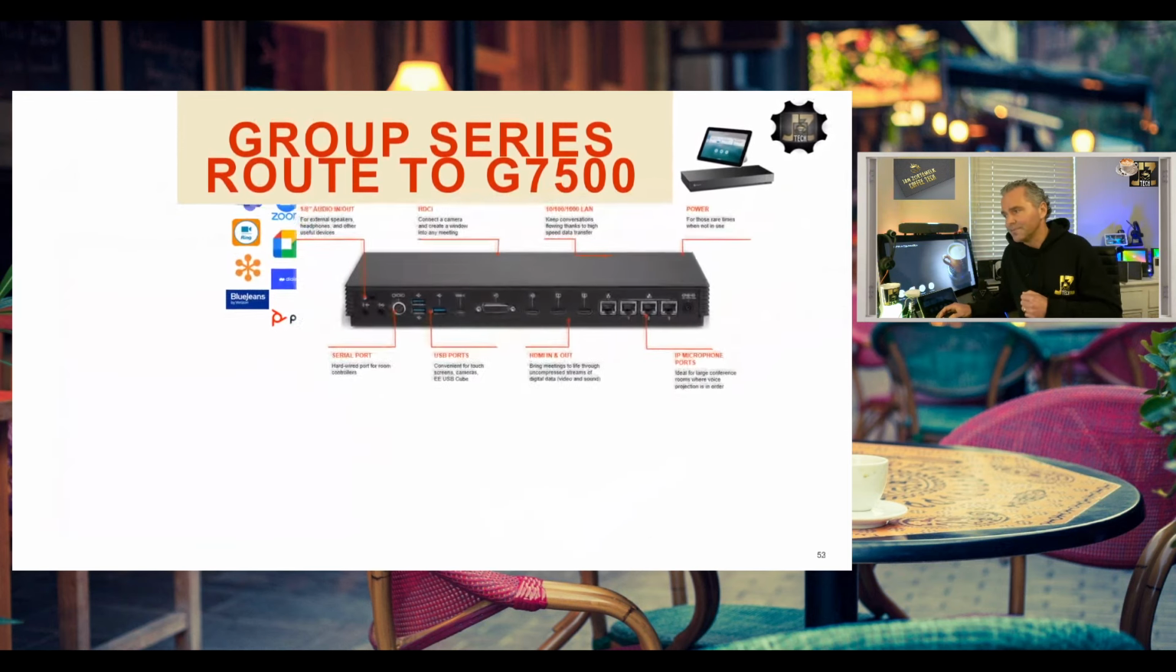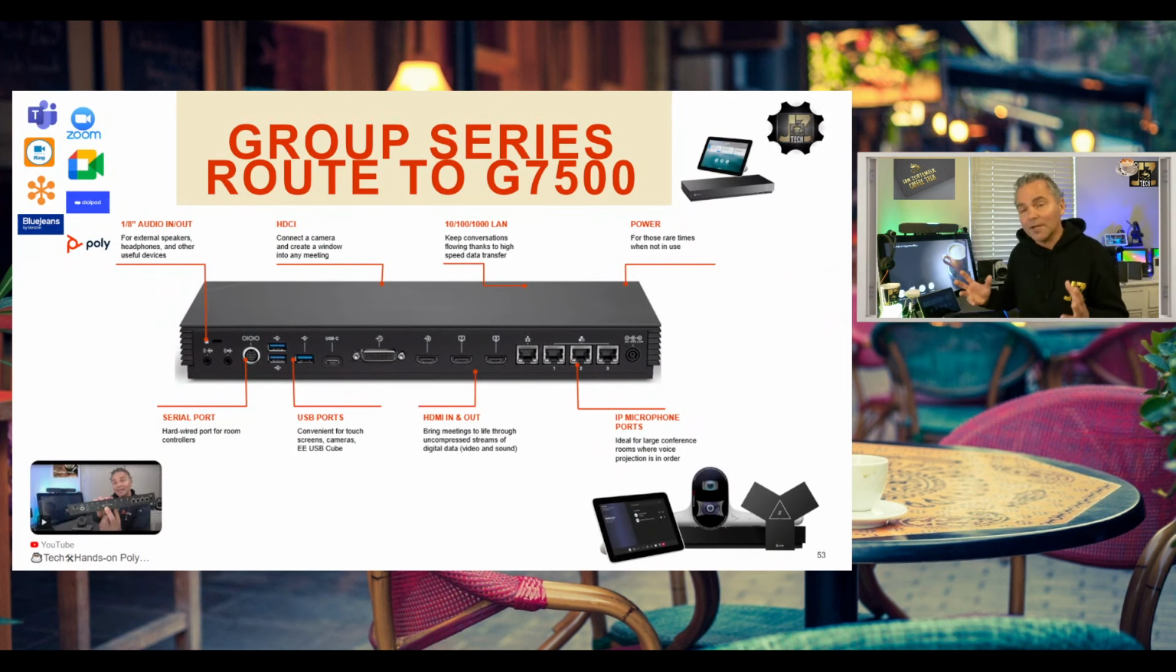Now, the I/O of the G7500 is very interesting because it offers some possibilities to work in those AV integrated rooms where the Group Series was also doing the same thing. As you can see right here, you've got an analog I/O, so you've got input and output there for analog speakers, and also an input if you have maybe an external microphone or something which you want to use. There's a serial port here for the controls. There are several USB ports here, which can be used for your cameras. It can be used for touch, etc.